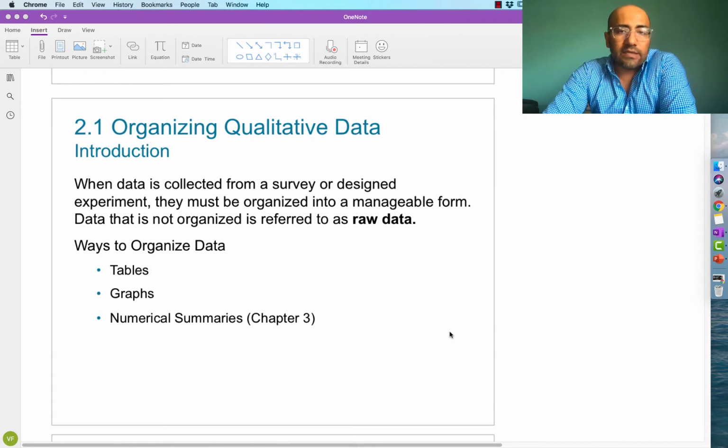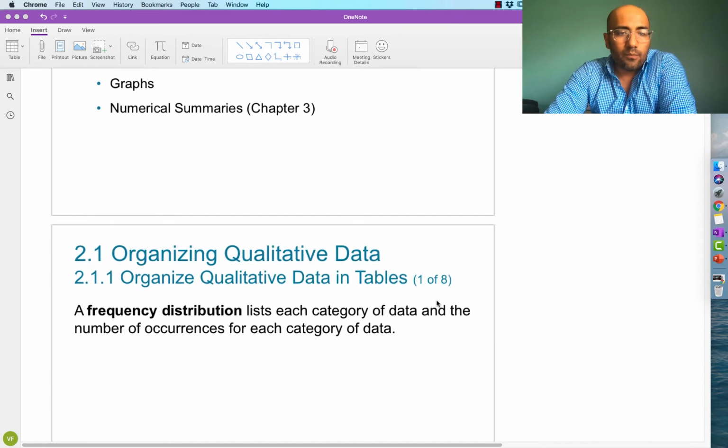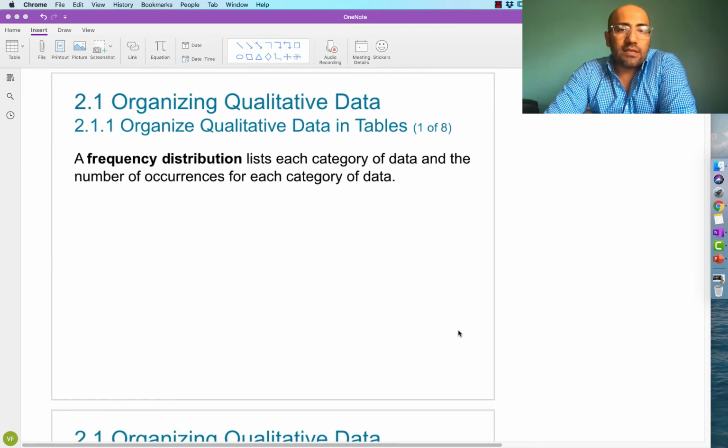Okay, when data is collected from a survey or designed experiment, it must be organized into manageable form. Data that is not organized is referred to as raw data, right? Unorganized data is raw data. Once we organize it in some fashion, then we can present it in the forms of either tables or graphs or numerical summaries. Okay, a frequency distribution lists each category of the data and the number of occurrences for each category of the data.